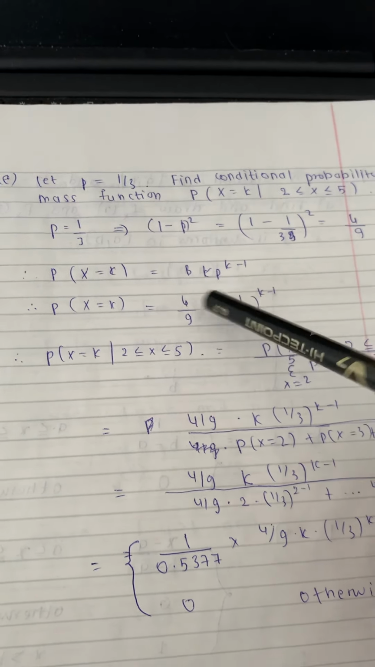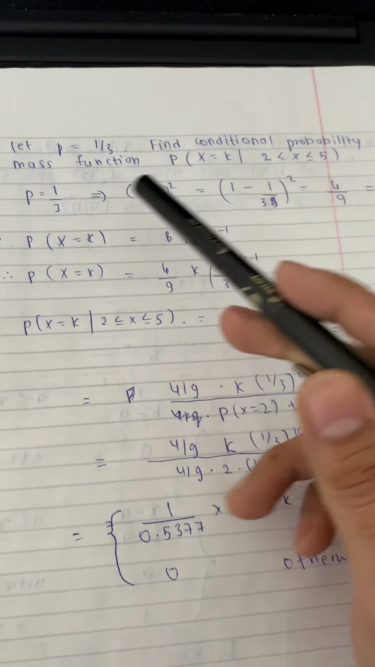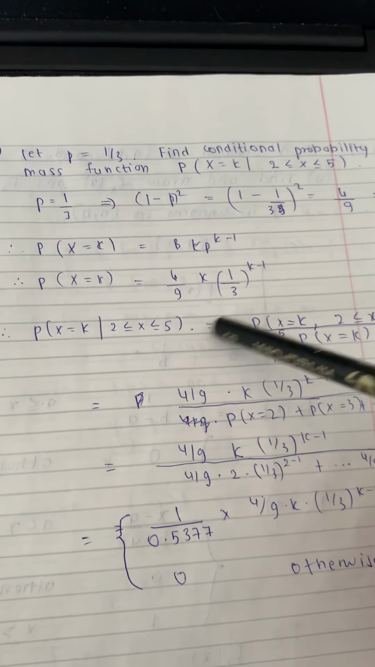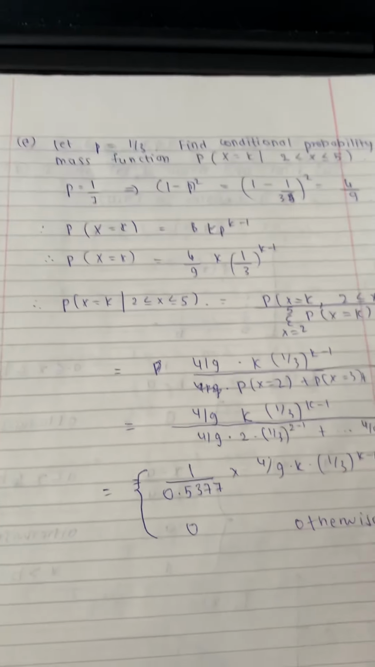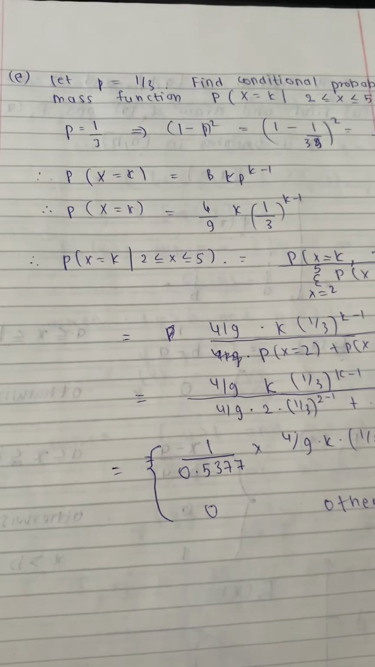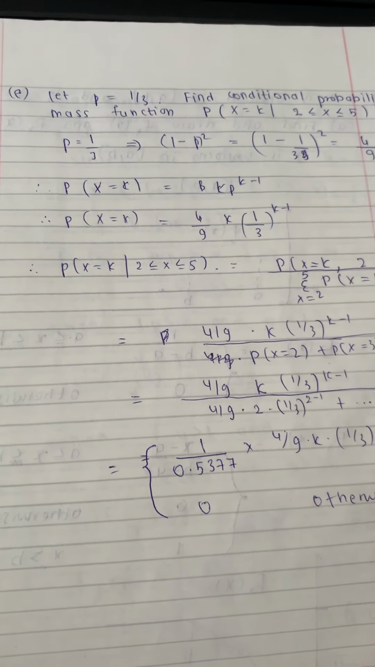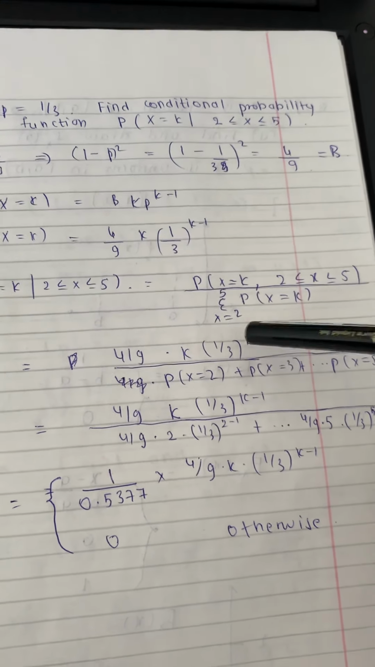So since we know the value of b now, 4 upon 9 into, and we know the value of p, into k into 1 upon 3 raised to k minus 1. So we are going to use this later. So I just derived it first. Okay, so we have to find this conditional probability. So we already know that probability of A with respect to B is equal to P of AB upon P of B. So it's basically the same formula we use.